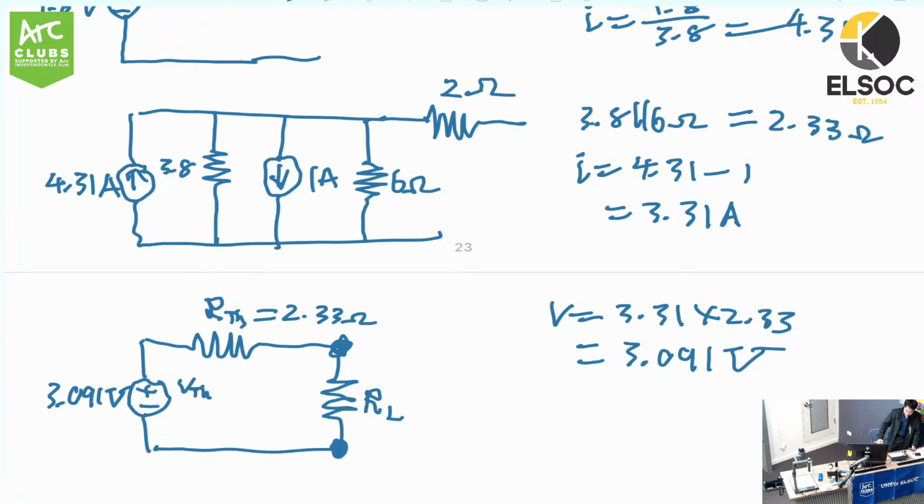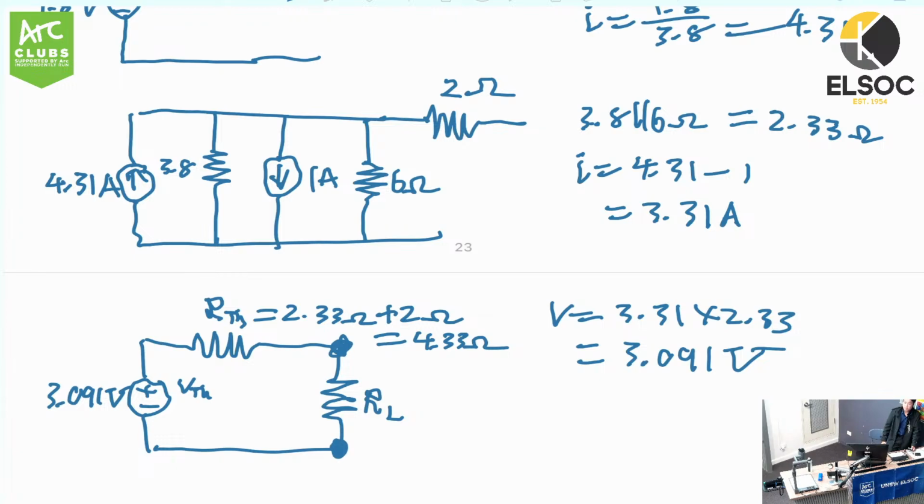So now we have found both RTH and VTH without doing source transformation yet. What happens to the 2 ohm resistor? Oh, oops, sorry, I forgot. Yeah, we need to add the 2 ohm resistor back here. Yeah. So that will be RTH.